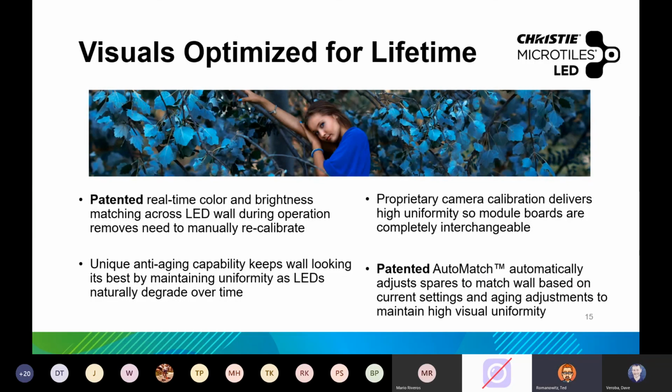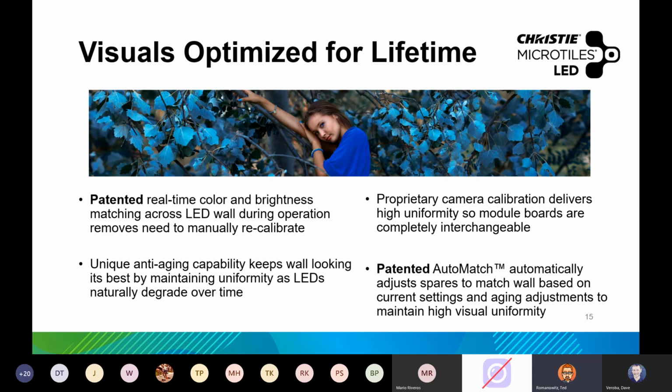And it's not just about creating a wonderful experience out of the box, because that's not good enough for us, right? At Christie, we want to make sure that your experience is optimized visually for the entire lifetime of the product. I mentioned that we do proprietary calibration to very high, more than 97% uniformity of brightness and color, so you can interchange any module board anywhere on the wall, no problem.